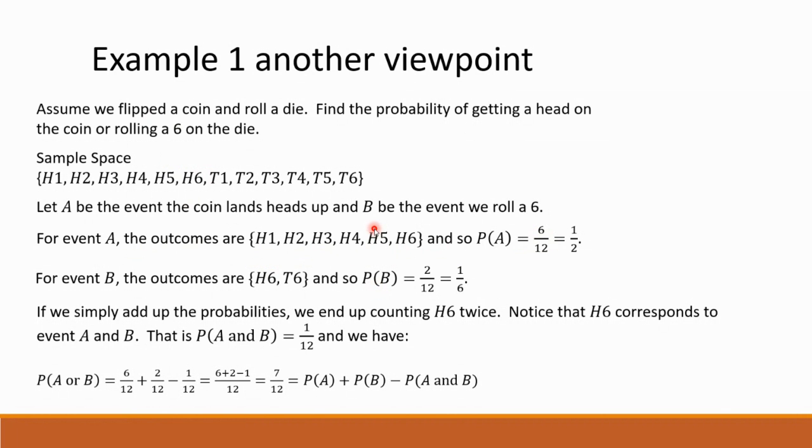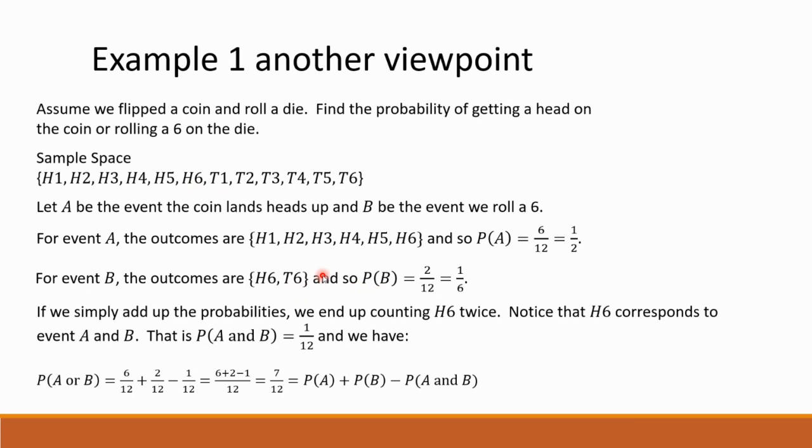Now, for B, that's from rolling the die and getting a 6. What outcomes correspond to that? We have H6 and T6, 2 of them. So the probability of event B occurring is 2 out of 12, or 1 out of 6.